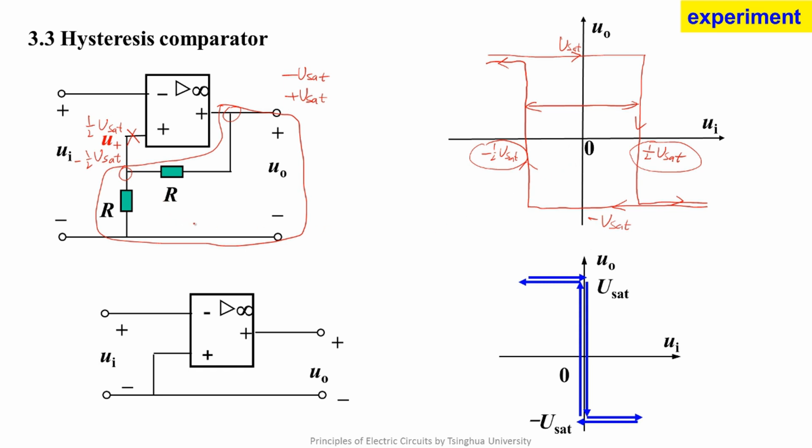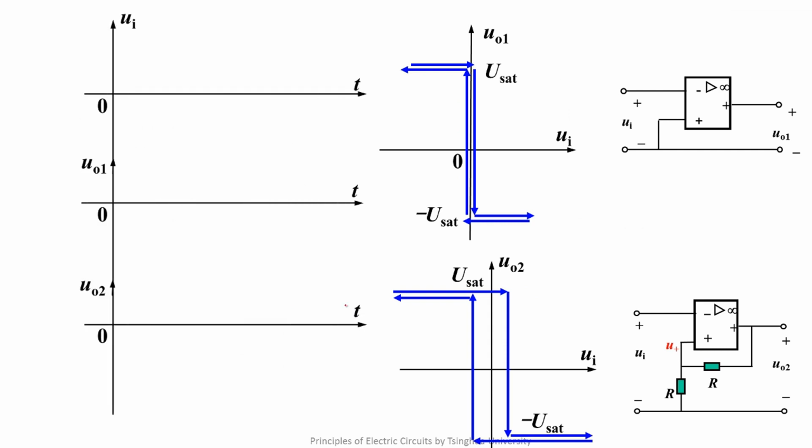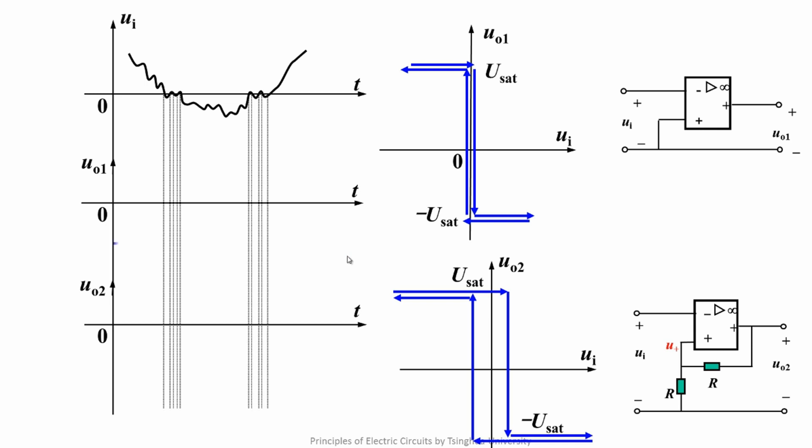What's the purpose of studying the hysteresis comparator? Please look at this example. The measured signal in our daily life may contain noise. If we use such a sensitive comparator, the output may be like this. This output is a disadvantage for our control based on the input.